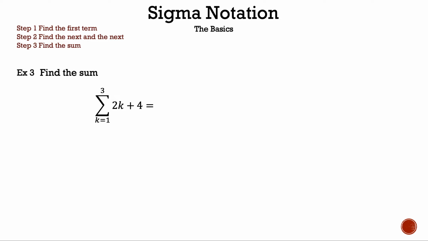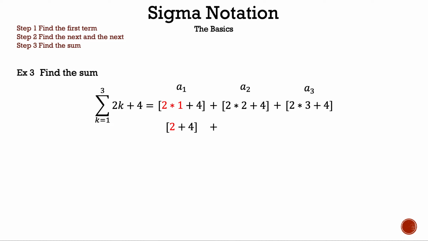Now, let's read the question. Find the sum of the summation of 2x plus 4 as k goes from 1 to 3. Let's use the plug and chug method. So a sub 1 is 2 times 1 plus 4. A sub 2 is 2 times 2 plus 4. And a sub 3 is 2 times 3 plus 4. Let's multiply the numbers. 2 times 1 is 2. 2 times 2 is 4. And 2 times 3 is 6.